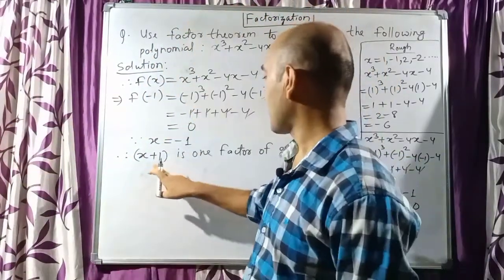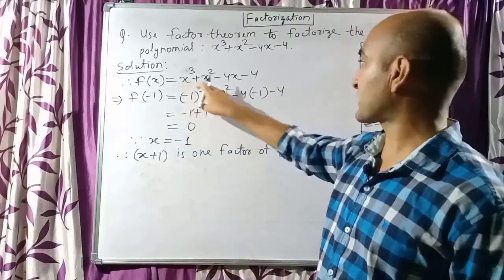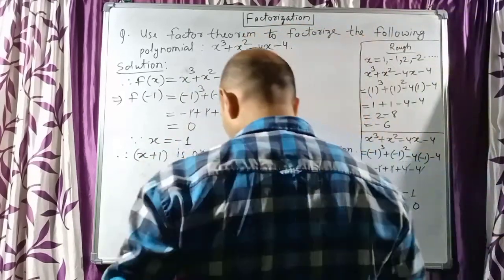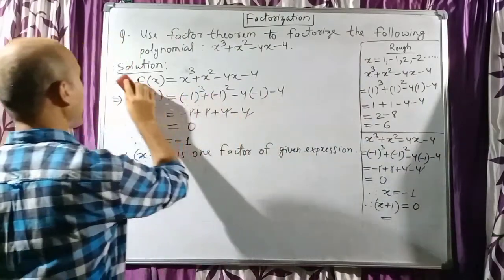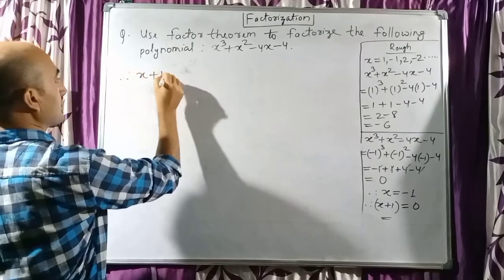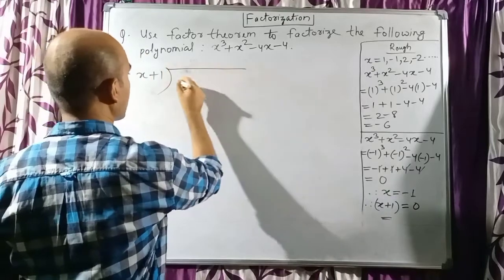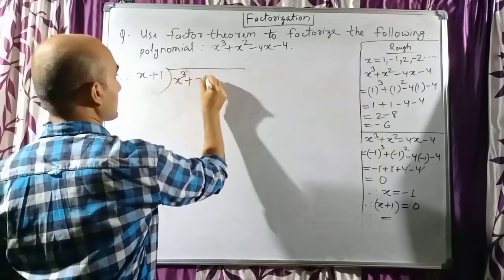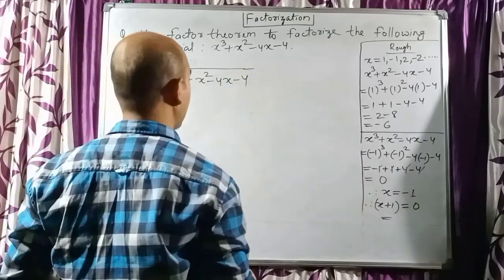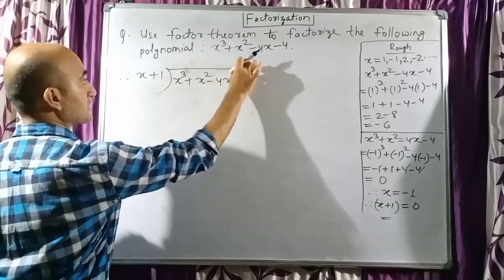How? Now this x plus 1, we will have to write as a divisor, and this expression will be the dividend, and then we will find the quotient. So from the quotient we will get the other factors. So I am erasing this part. As you all know, x plus 1 is the factor. So x plus 1 you write as divisor, and the expression x cube plus x square minus 4x minus 4 you write as dividend. Divisor, dividend, and now the quotient will come.